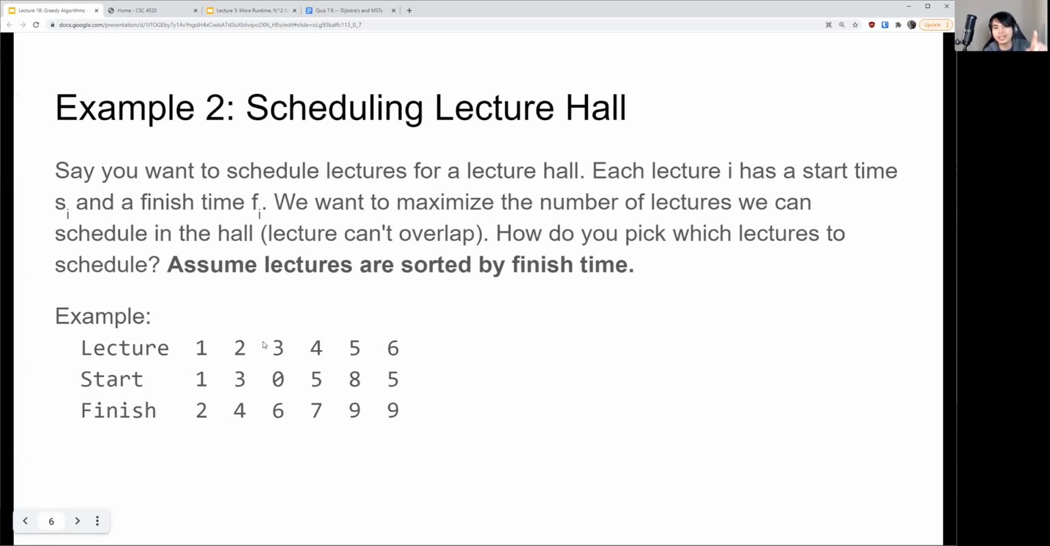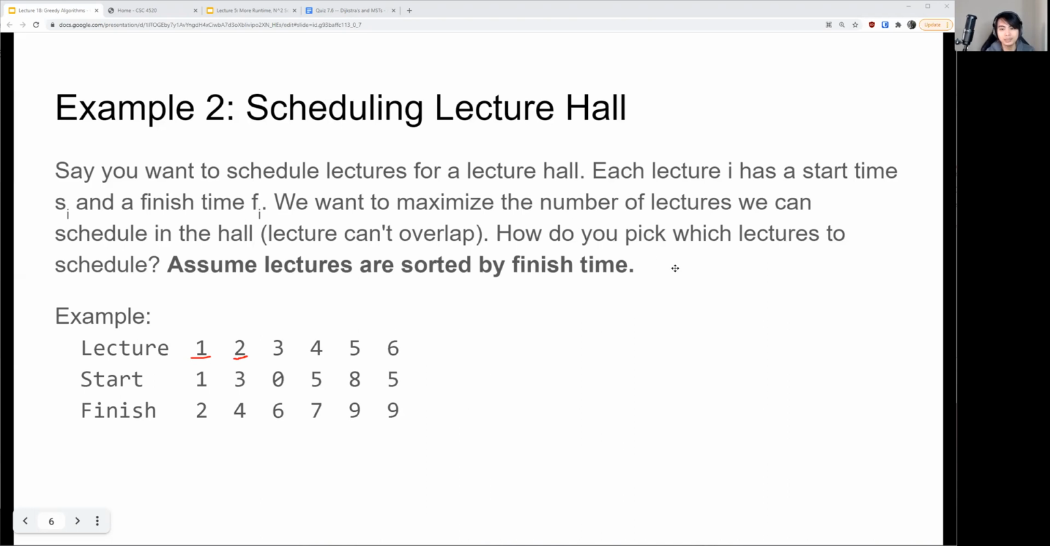All right, which lectures do you pick and how many are there total? A lot of people are punching in that we want the first lecture, lecture 1, followed by lecture 2. Obviously, they don't overlap. We end at 2 p.m. here, and then we start at 3 p.m. here. To be clear, lecture 1 starts at 1 p.m., ends at 2 p.m. Lecture 2 starts at 3 p.m., ends at 4 p.m. Lecture 3 starts at 12 p.m., but ends at 6 p.m., which is a really long lecture. Lecture 4 starts at 5 p.m., ends at 7 p.m., so on and so forth, right?